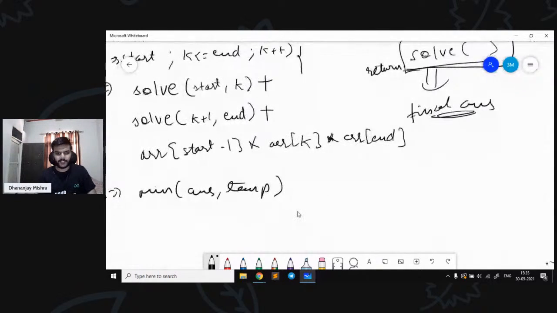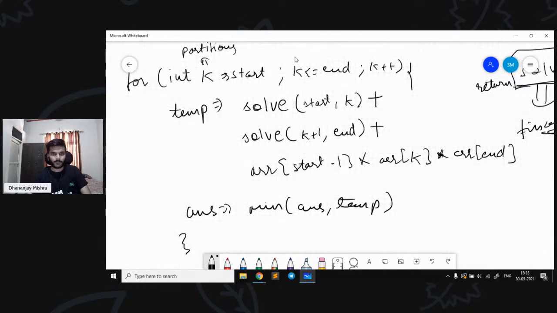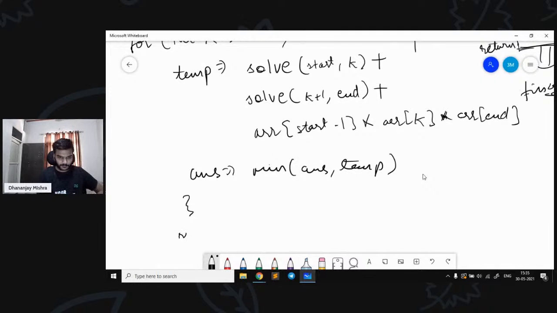I hope it is clear why I am doing answer is equal to minimum of temporary and answer, because after each partition I will get an answer or the cost, but we are not sure whether the cost for the temporary one is the final answer or not. So to ensure that it will be a final answer, I will be doing all the partitions with the help of this loop, right? And after iterating till the end, we'll get several temporary answers. So out of all these temporary answers, I will be putting the final minimum answer in this answer variable, and finally I will be returning that answer. I hope it is clear to you, right?